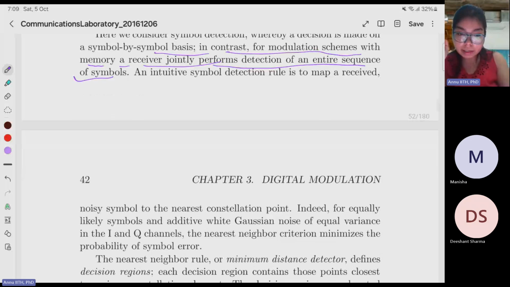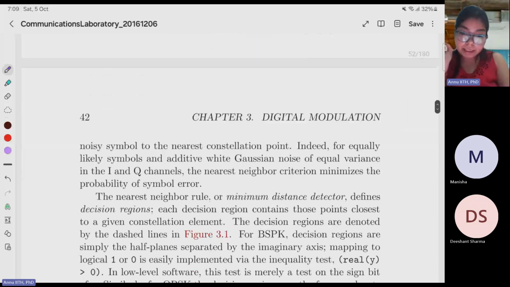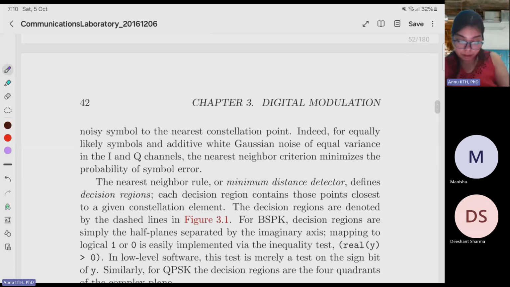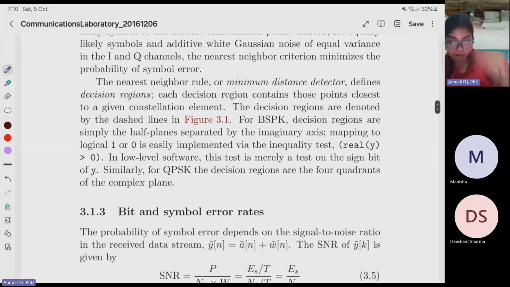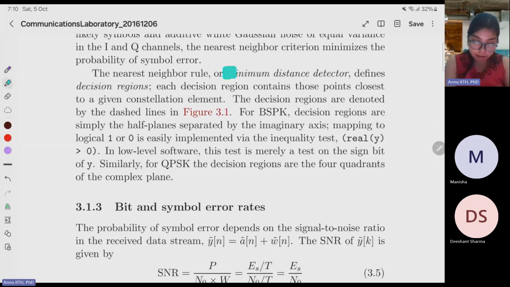So indeed, for equally likely symbols and additive white Gaussian noise of equal variance, the nearest symbol criterion minimizes the probability of symbol error. This is also called the minimum distance detector, which defines the decision regions. Each decision region contains those points closest to a given constellation element. Okay. For BPSK, the decision regions are simply the half planes separated by the imaginary axis, mapped into logical 1 or logical 0 and easily implemented via an inequality test. In low-level software, this test is merely a test on the sign bit. Okay. Similarly, for QPSK, the decision regions are the four quadrants of the complex plane. So it is also known as the minimum distance detector or decision regions.